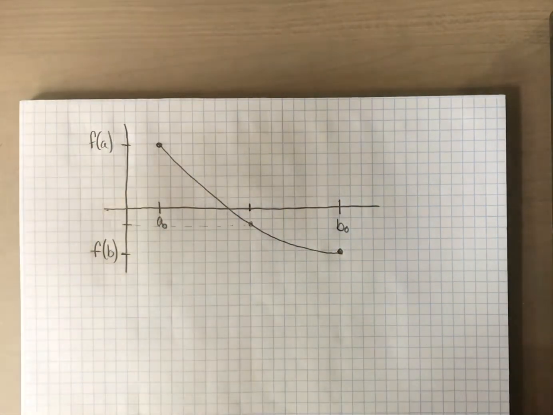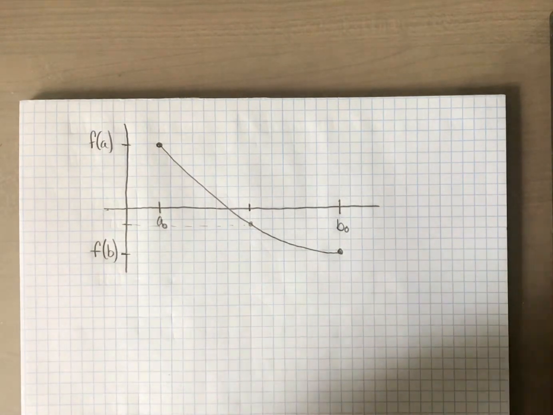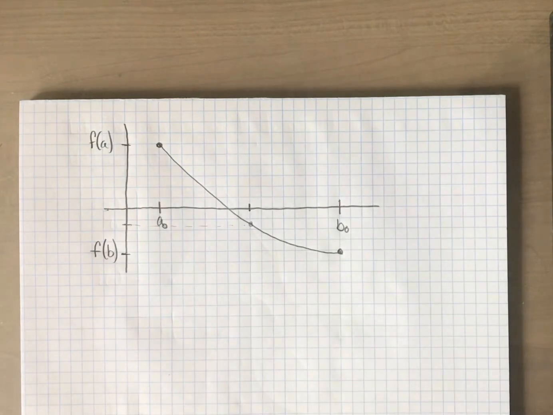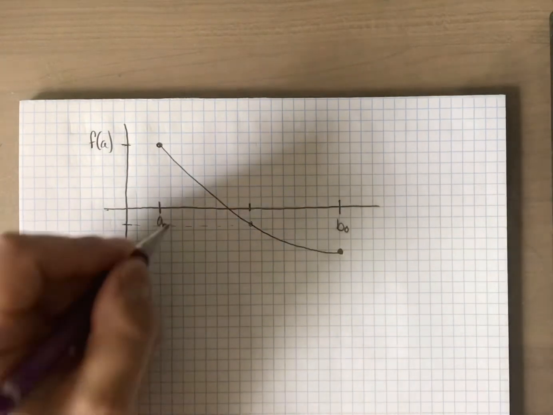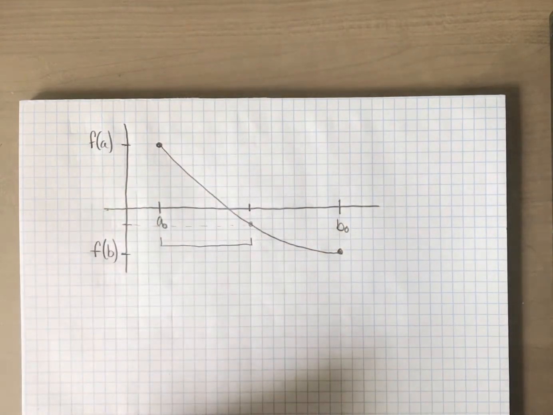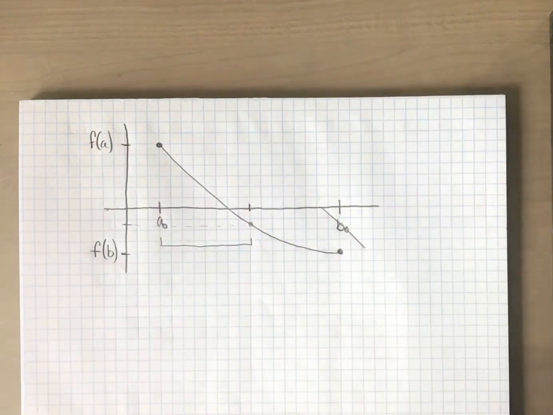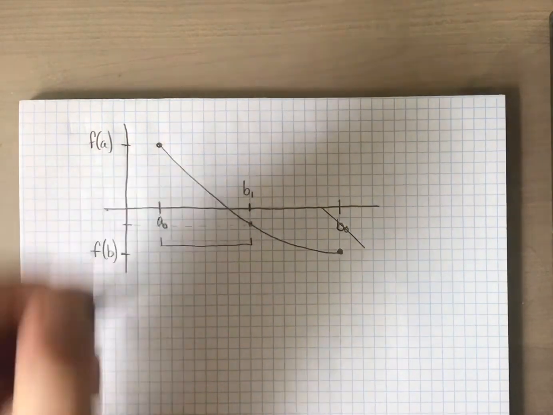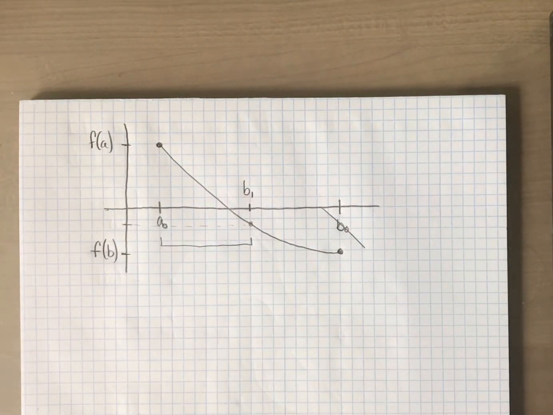So, what the bisection method does is it says, okay, we don't need the full interval a sub 0 to b sub 0. We've decided that this is the interval in question. So what it does is it throws out the right endpoint b sub 0 and redefines a smaller interval. We'll call this b sub 1.